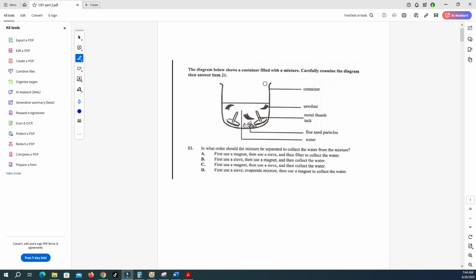The diagram below shows a container filled with a mixture. Carefully examine the diagram, then answer item 21. So here's the mixture. You have a container here, then you have sawdust here, metal thumbtack, fine sand particles, and water. So in what order should the mixture be separated to collect the water from the mixture? Okay, first use a magnet, then use a sieve, and then filter to collect the water. That would be A. I definitely think so.